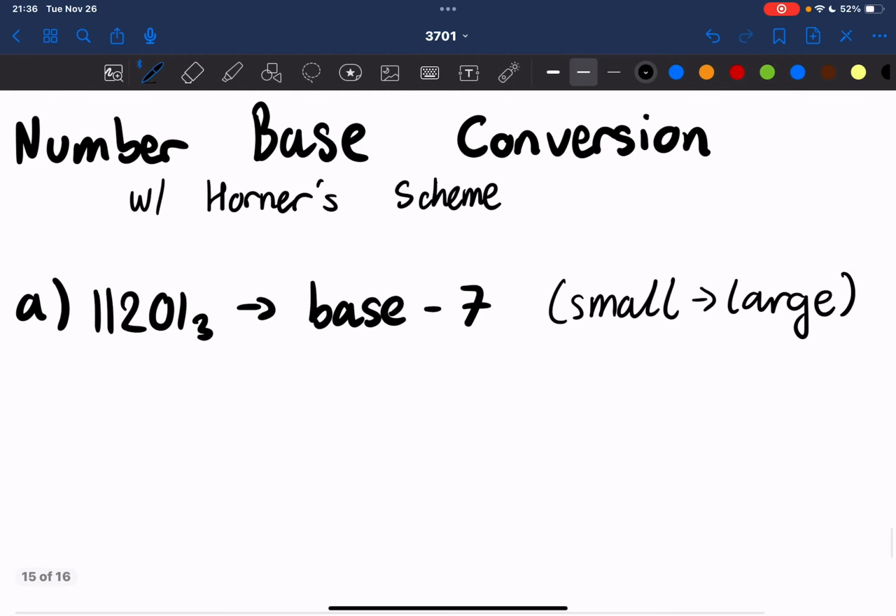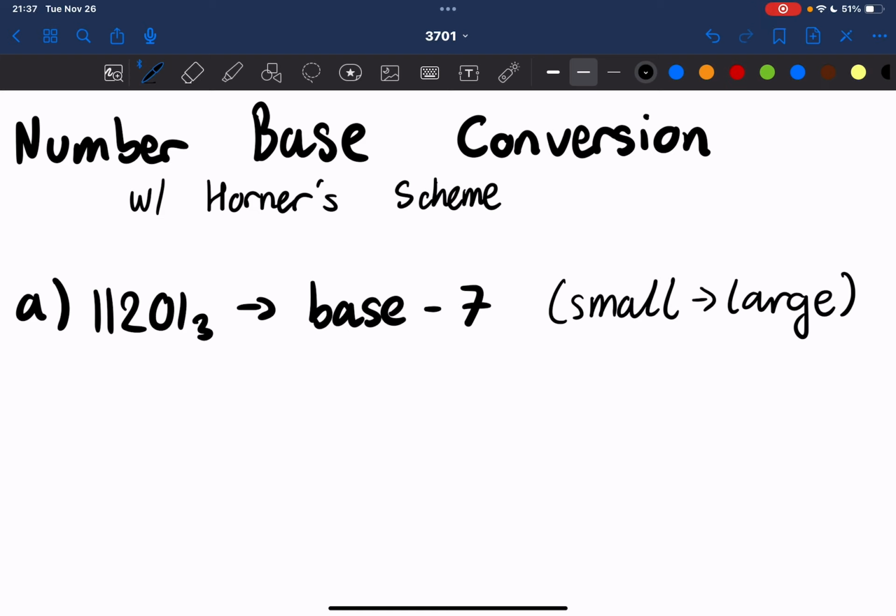All right, hello everyone. Today we're going to do number-based conversion with Horner's scheme. This scheme is a little bit confusing at first, but once you get the hang of it, it'll make it a lot easier to convert between number bases that maybe aren't as intuitive. Generally we like to look at one base, convert it into base 10, then convert it to the other base because it's easier for us to understand, right?